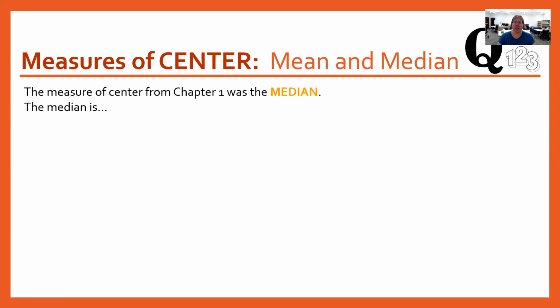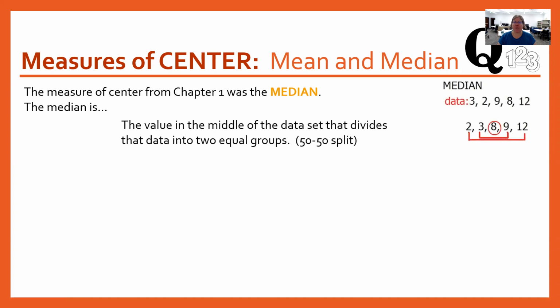So you remember the median, we took all the numbers and put them in order from smallest to biggest, and then the number that was directly in the center is the median. So it splits our data into two equal groups, or kind of that idea of a 50-50 split.